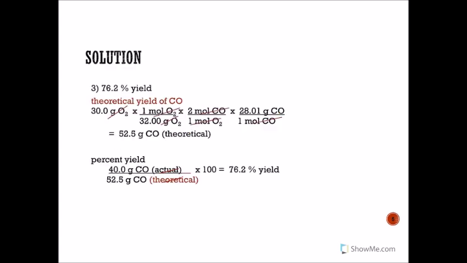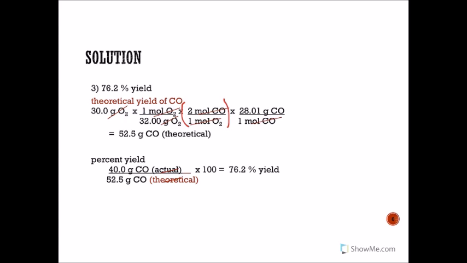With our theoretical yield, we'll start with 30 grams of oxygen. We use the molar mass to convert to moles, and then our molar ratio, and then convert back to grams with carbon monoxide. We get 52.5 grams of carbon monoxide, which is our theoretical yield. Remember, theoretical yield is how much, in theory, if everything was perfect, how much product could we attain? Or how much product could we get through math? Because again, everything isn't always perfect. So how much does the math say that we should be able to produce?